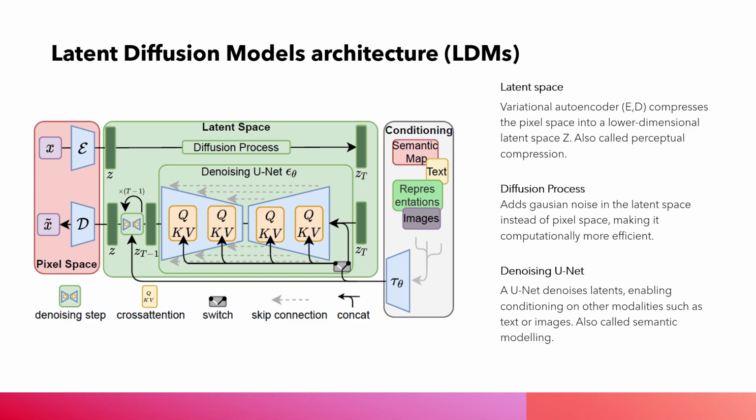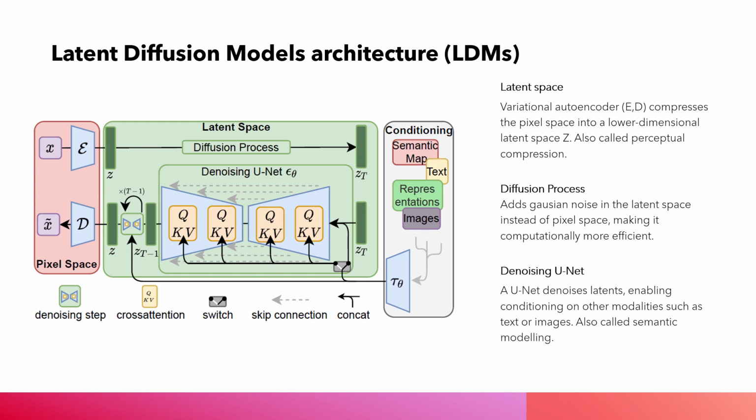To resolve the limitations of pixel-based diffusion models, the paper introduces latent diffusion models. The idea behind the latent diffusion model is to encode the image into a lower dimensional latent space Z, indicated in green in this picture, using a variational autoencoder. This is also called perceptual compression, where it removes imperceptible details from an image. The fact that the diffusion process, indicated also in green, operates at a lower dimensional level makes it computationally more efficient.